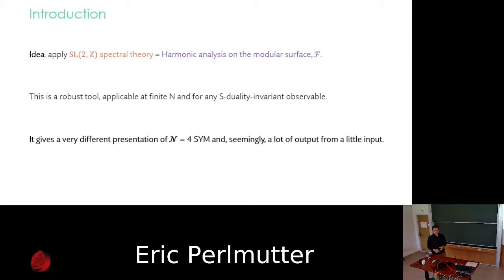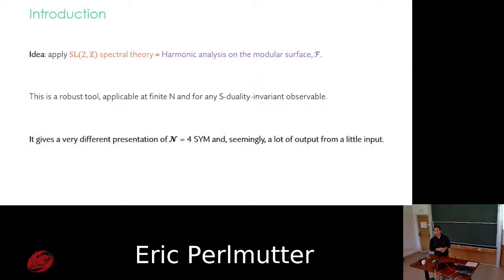And the idea is to apply the spectral theory of SL2Z to this problem, which is equivalent to saying that we're going to use harmonic analysis on the modular surface F. This is a robust tool. It applies to any SL2Z invariant observable, at finite N or at large N. And one of the main points of the talk is that it gives a very different presentation of a very well-studied theory that I hope has more to say in the future. We'll get a lot from a little. Once the framework's in place, we do relatively elementary calculations, and we find interesting things. So I'm hopeful that there's more stuff to say. Let that be the one message you take from this talk, if nothing else.